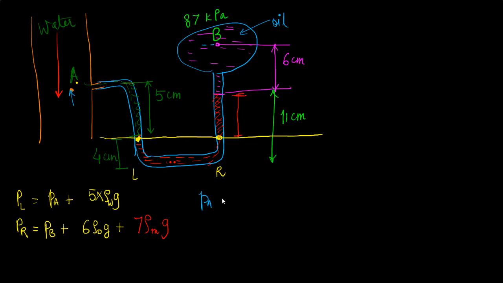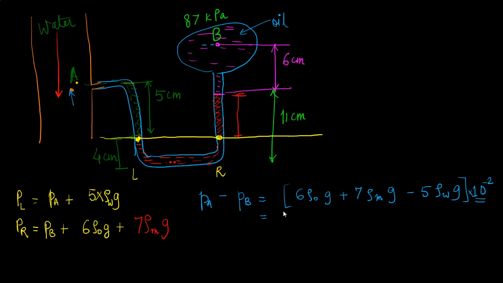So PA, let me directly write down the result. PA minus PB will be equal to 6 times rho oil times G plus 7 times rho of mercury times G minus 5 times rho water times G. But all this 6, 7 and 5 were in centimeters. So we must multiply by 10 to the power minus 2 to make it into meters. So this is what I was referring to.